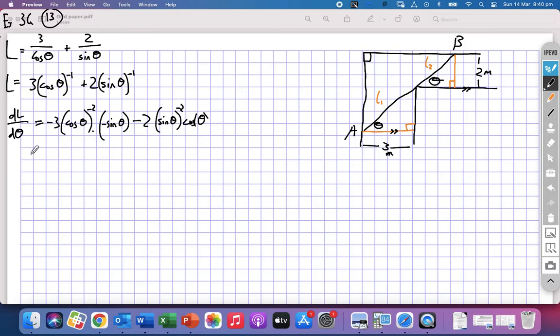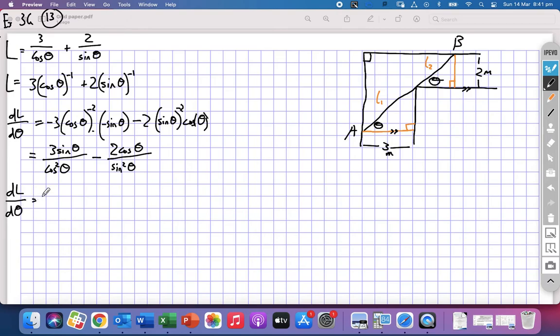So to tidy this up, minus 3 times minus sine, so we have 3 sine theta, right? That's on the bottom of the fraction, cos squared theta, minus 2 cos theta on sine squared theta. When does it equal 0?